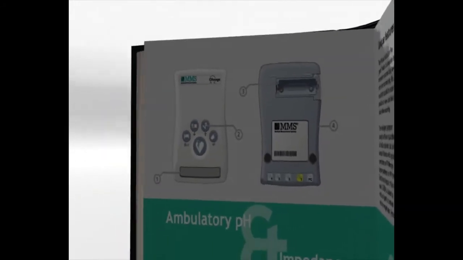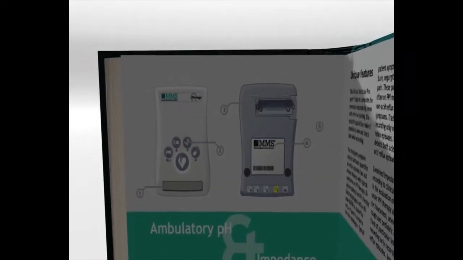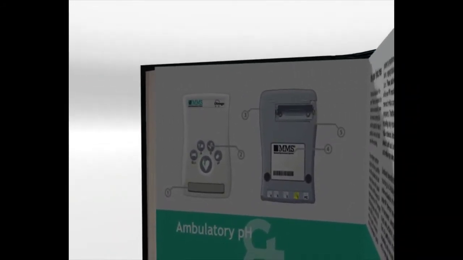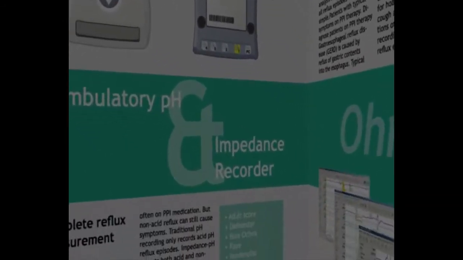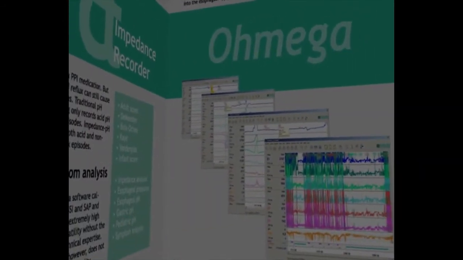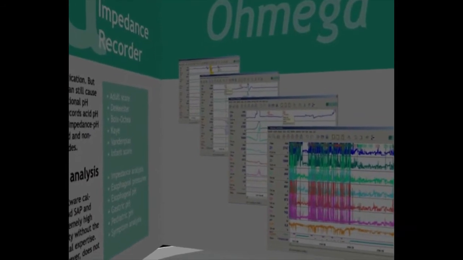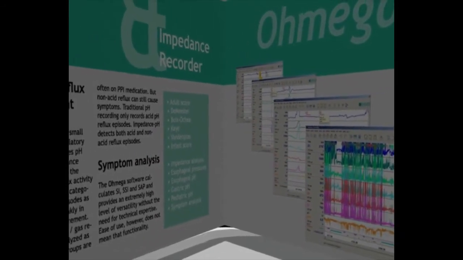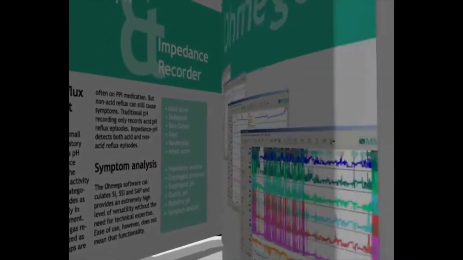A 24-hour impedance pH examination with the Ohmega recorder can be very useful to diagnose this problem. To understand what we are talking about, you first have to pick up some in-depth information about pH measurement, impedance measurement, and reflux monitoring.